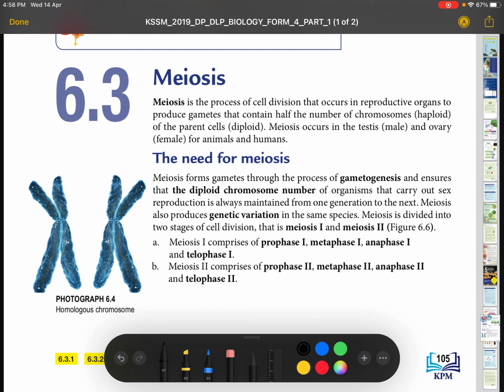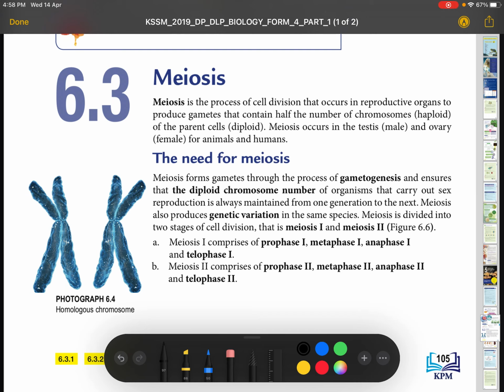Okay, meiosis is a process of cell division that occurs in reproductive organs to produce gametes that contain half the number of chromosomes. So the main difference between mitosis and meiosis is, in mitosis, one cell produces 2 diploid cells. In meiosis, one diploid cell produces 4 haploid cells.